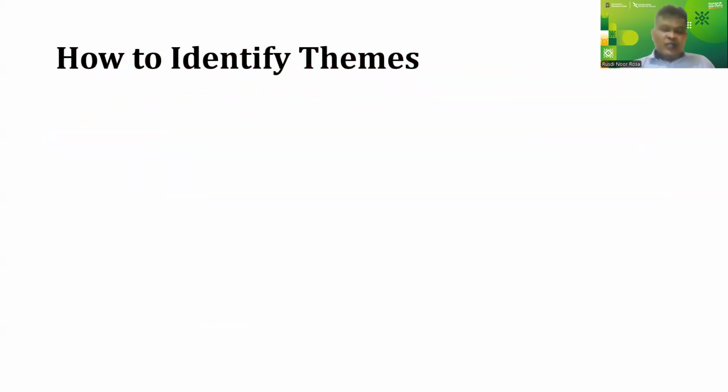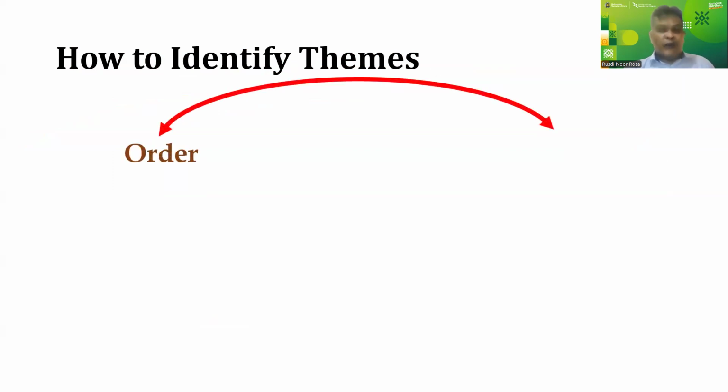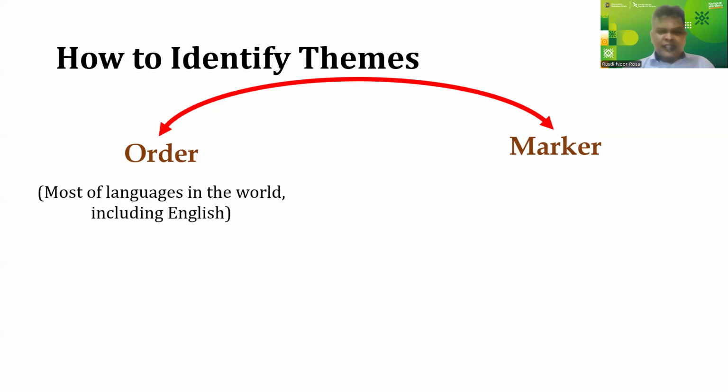Now, the question is how to identify themes. How do we identify themes? Themes can be identified based on two factors. The first one is order, and the second one is marker. Identification of theme based on the order of the elements of a clause is the characteristic of most languages in the world. So in most languages in the world, themes are characterized by order.